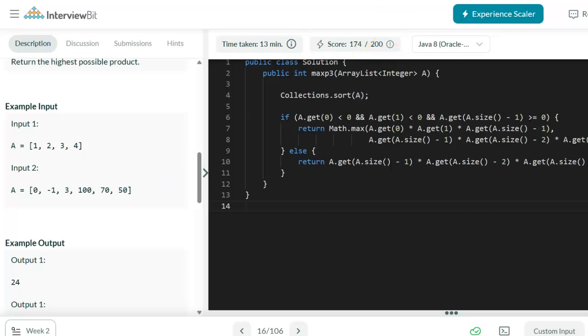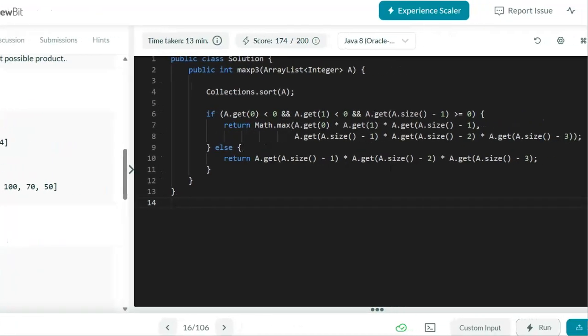There's a couple of possibilities if the first element of the array is negative, and the second element of the array is also negative. Those could be negative numbers with a large absolute value, and it might be advantageous to us to multiply them together. If we do that, we're going to have a positive number.